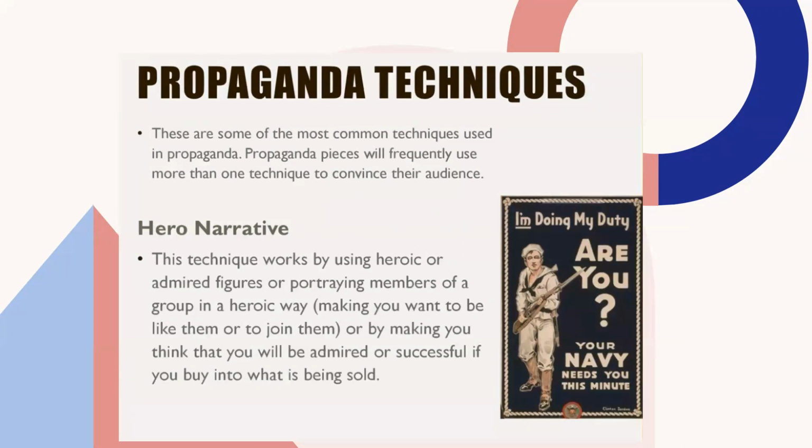Well, some of the common techniques used in propaganda is hero narrative. So when propaganda happens within media, some figures are portrayed as heroes. For example, if they are propagating an army or certain groups, they will describe them in a heroic way that you would like to join them, making you think that you admire them or you want to be part of that group.